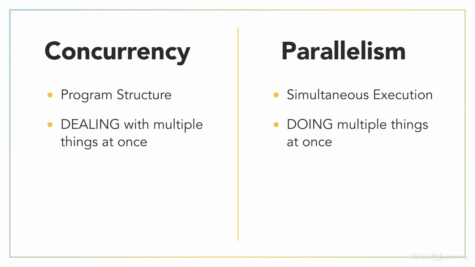Those things could be related, like chopping vegetables, but they don't have to be. Concurrency enables a program to execute in parallel, given the necessary hardware, but a concurrent program is not inherently parallel. And programs may not always benefit from parallel execution.